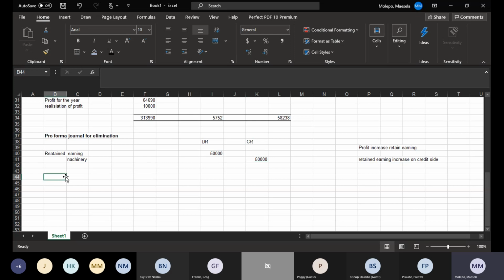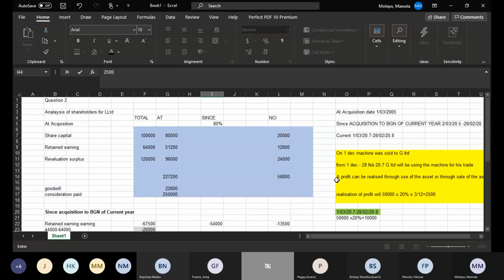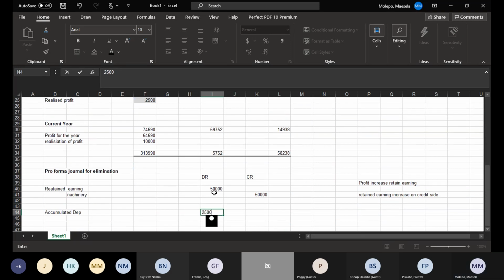So initially the accumulated depreciation also increased on the credit side. So we're going to say the accumulated depreciation is going to decrease by the 2.5. The 2.5 comes from this part, the one which was realized in the prior year. And then we're going to have the 2.5 here, which is as a result of the retained earnings.